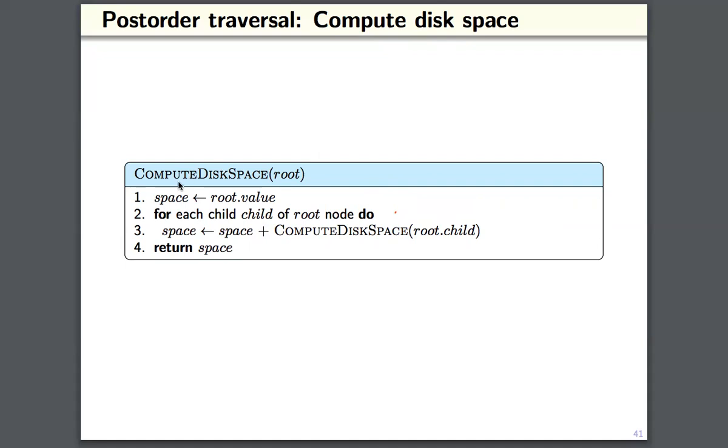Let's see. So compute disk space of root, right? Suppose you have space is equal to root.value. For each child node, let's say this is your folder.